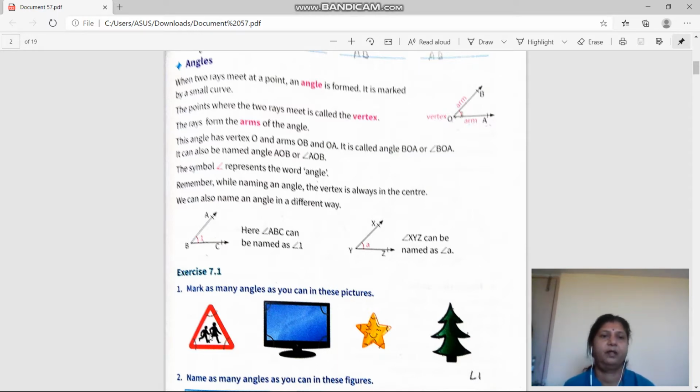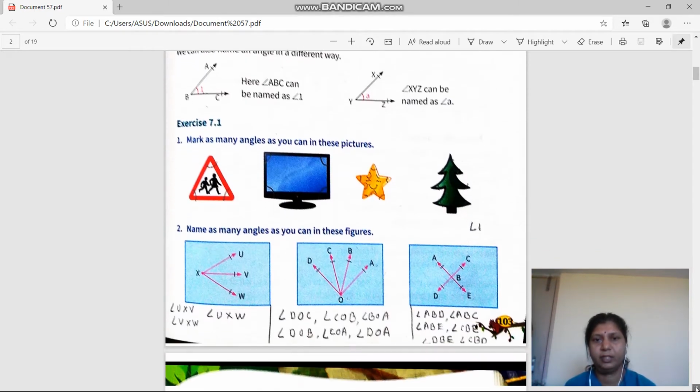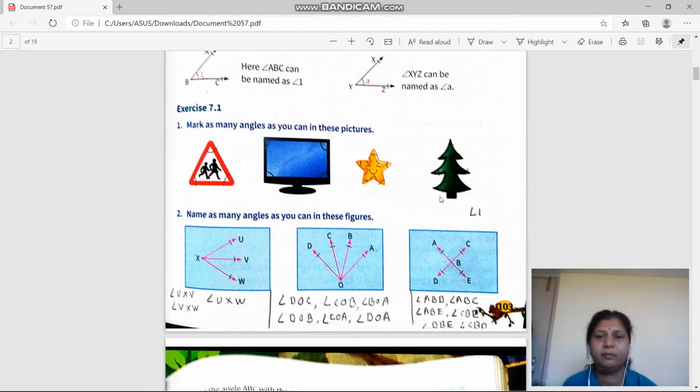Next, in exercise 7.1, we name the angles. Suppose I take one of the three examples. I have taken this one. So listen carefully. Angle DOC, angle COB, angle BOA, angle DOB, angle AOC, or angle DOA. Get it? Next.